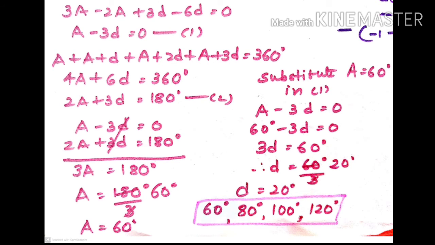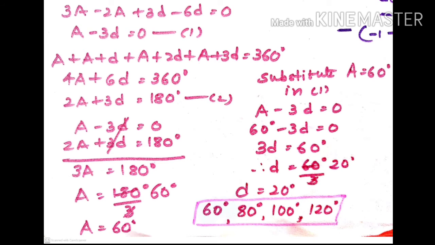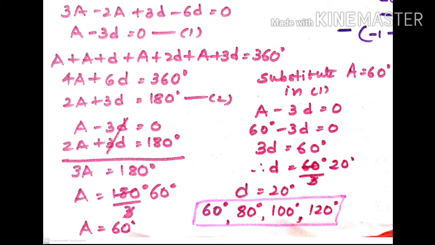Now we can substitute this angle A value in the first equation to get our D value, that is the common difference. So A minus 3D is equal to 0, substitute 60 degrees in it. So 3D is equal to 60 degrees and D is equal to 60 degrees upon 3, which is 20 degrees. So students, this way we found our D value, that is the common difference of our AP. Now we need to find all four angles of the quadrilateral. The first angle is 60, we have chosen A. Now the second angle is A plus D. So A is 60 plus D is 20.